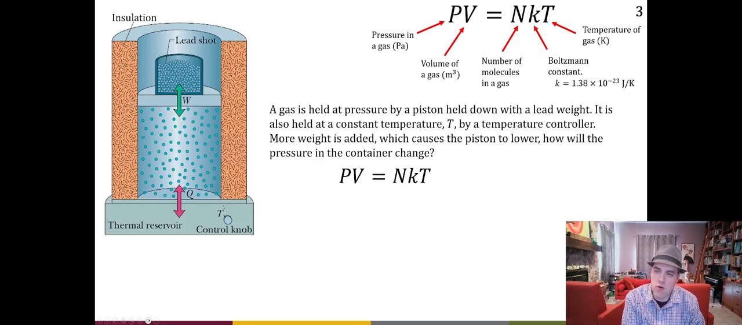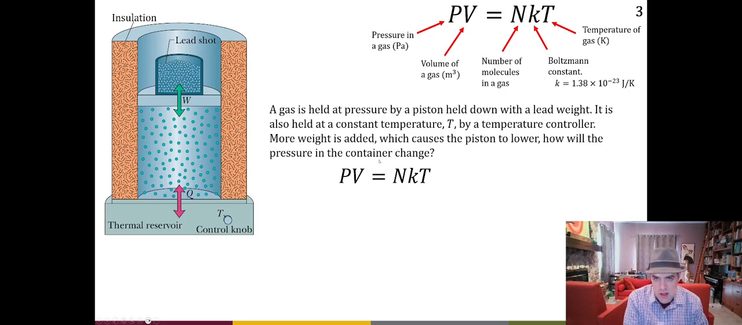And we can choose what that temperature is going to be. So we can turn it higher or colder. That's going to maintain the temperature of the gas based on what temperature we choose for this reservoir at the bottom. So here it's held at this constant temperature T that we chose, and we're going to add more lead shot into this little bucket here. What that's going to do is cause the piston to lower. And the question is, how will the pressure in the container change?